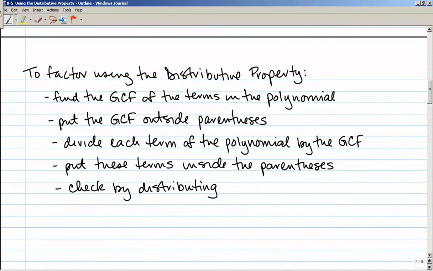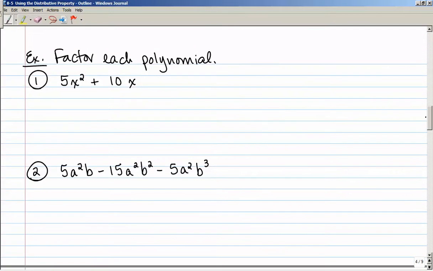So here are the steps. First thing we need to do is identify the greatest common factor of the terms in the polynomial. What can each term in the polynomial be divided by? We put that greatest common factor outside the parentheses, and then take each term in the polynomial and divide it by the greatest common factor. Whatever is left stays inside the parentheses, and you can always check by distributing. If I distribute that greatest common factor to every term in the parentheses, do I get back to where I started? So let's take a look at several examples here.